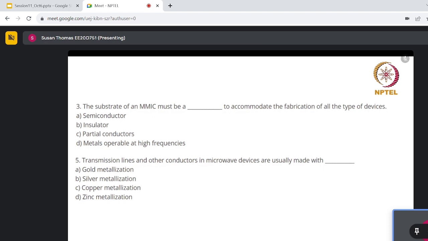The substrate of an MMIC must be what, to accommodate the fabrication of all types of devices? So we are talking about a monolithic microwave integrated circuit. What kind of substrate should we have? Is it a semiconductor? Is it an insulator? Is it partial conductors? Is it metals operable at high frequencies? Please do respond in the chat. What do you think?